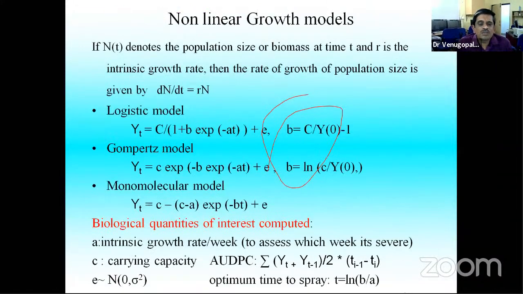Let us present some of the nonlinear growth models which are available in the literature. If N(t) denotes the population size, there are three or four statistical nonlinear models available in the literature. As I said, the biological quantities of interest it will work out are the carrying capacity, the growth rate, and also the AUDPC value. And more importantly, what is the optimum time to spray? I won't get into the details of this, but let me present the results only.